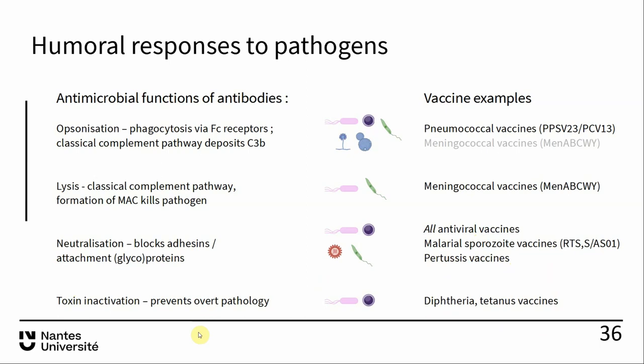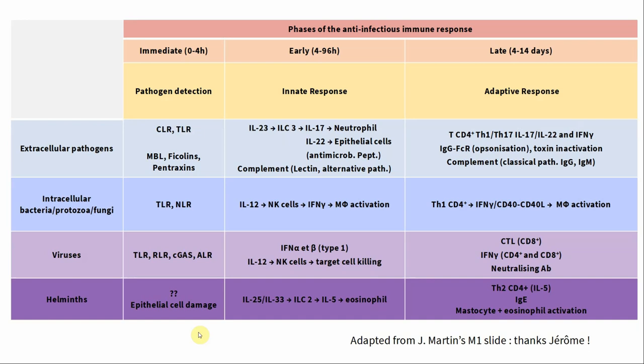Okay, so that's finally the end of this lecture. So just to wind up here, you have different phases of the anti-infectious immune response: the immediate phase, the early phase, and the late phase. So the immediate response is all to do with detection of pathogens by different pathogen recognition receptors, different PRRs, which are going to be different depending on which type of pathogen.